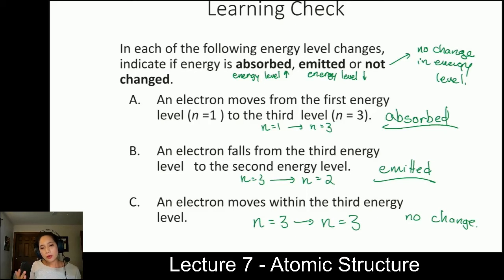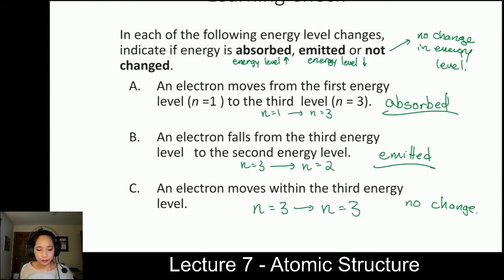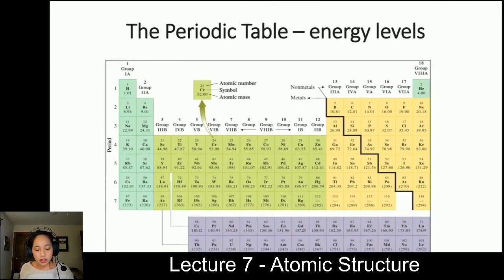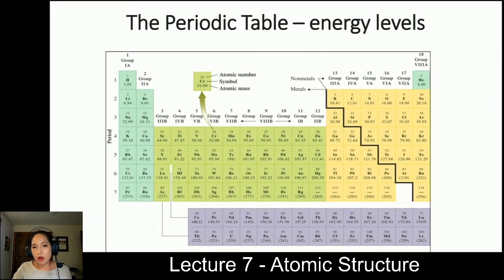So we've been talking about energy levels in terms of a ladder. We have these integer values. Where exactly do these energy levels come from? Well, essentially, you can see energy levels on our periodic table. Each of these rows or periods indicates a new energy level. So as we go down the rows, n increases.